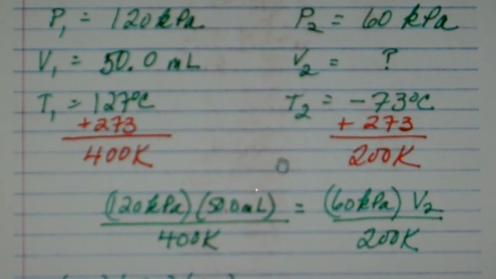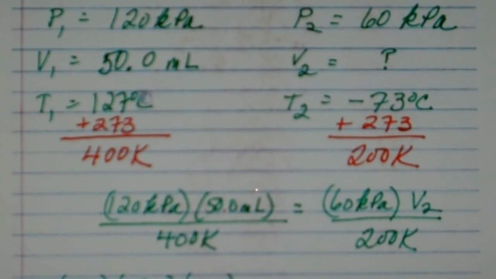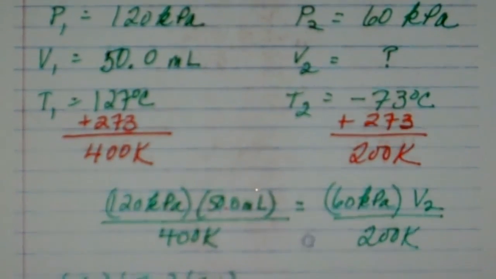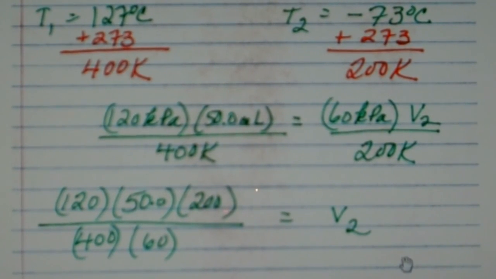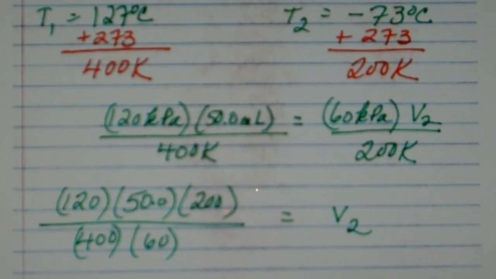Therefore, you're going to be cross-multiplying, bringing the 200 up to multiply it times the 120 times the 50, and then you're going to have the 60 come down to multiply with the 400, so 400 times the 60 on the bottom, and then you have 120 times 50 times 200 on the top. You're going to solve for V2, and V2 comes out to 50 milliliters, which is answer number 2.